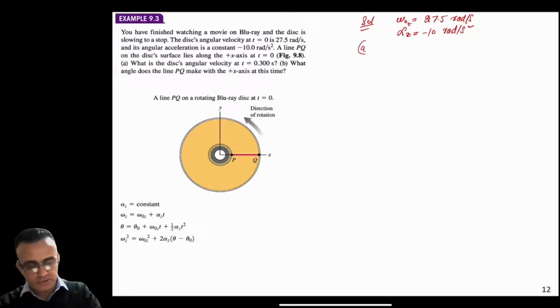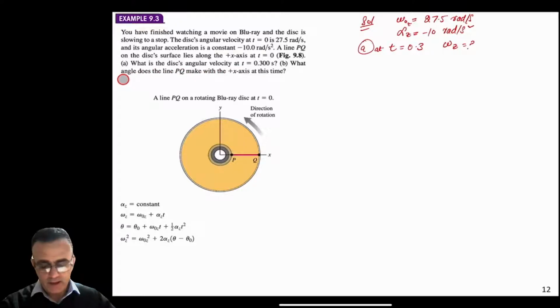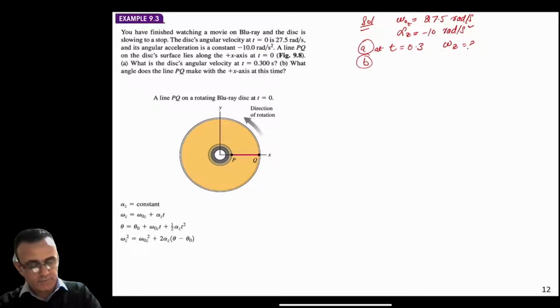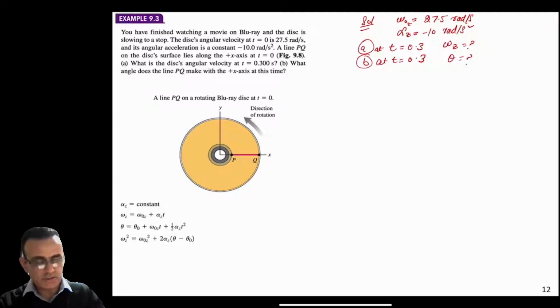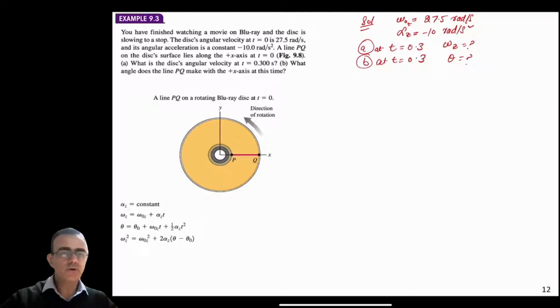Now what you need to calculate is the disc angular velocity at t equal to 0.3, so you need to calculate omega z. And what angle does the line PQ make with the positive x-axis at this time? So in part B, you need to calculate theta at t equal to 0.3.